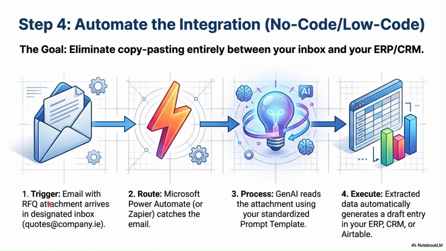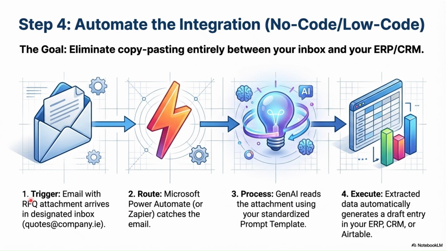So basically this was the workflow that they went through. First of all, the trigger was that the email with the request for a quote attachment arrives at the designated inbox, whatever that address may be. And then once that happened, Microsoft Power Automate catches that email and does a few steps to send it to Copilot. So the generative AI reads the attachment using the standardized prompt template, and then finally it will output the data. So the extracted data is automatically put into the ERP or the CRM or wherever it needs to be stored.